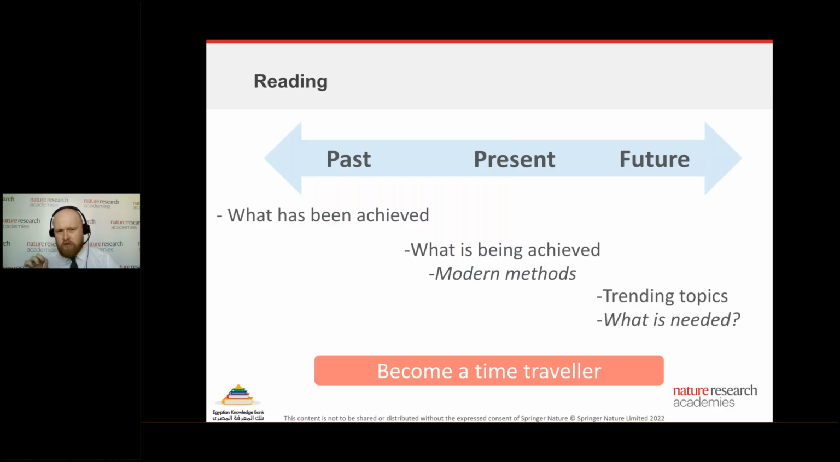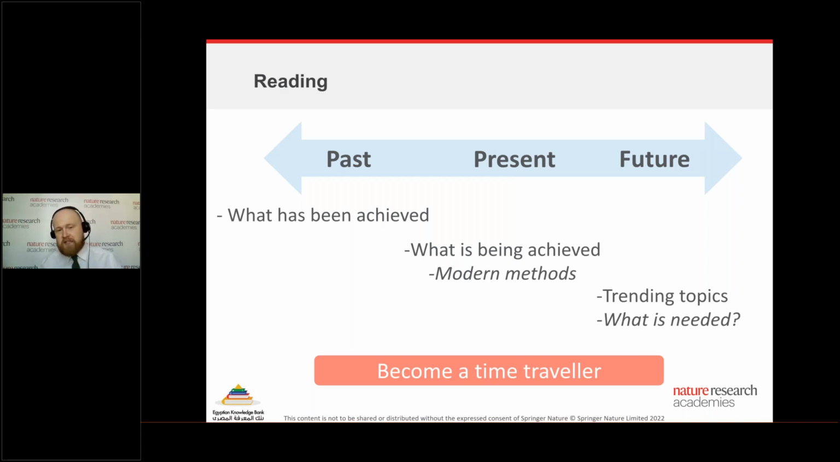Reading actually lets you become a time traveler. Through reading papers, we're establishing what's been achieved in the past. But also it helps us understand what's currently important in the present. What are researchers achieving today? This also helps you ascertain what modern methods researchers are using. There'll be an expectation in your grant proposal that you're using up-to-date, appropriate, modern methods in order to achieve the aims of your project.